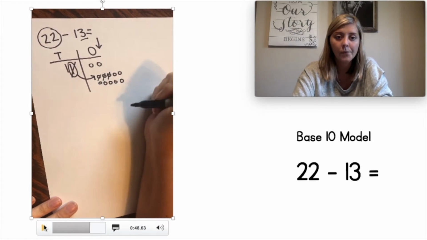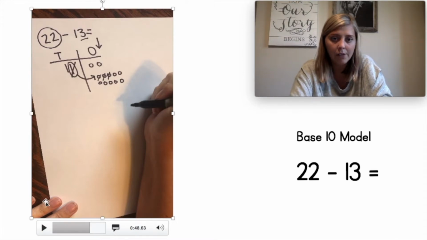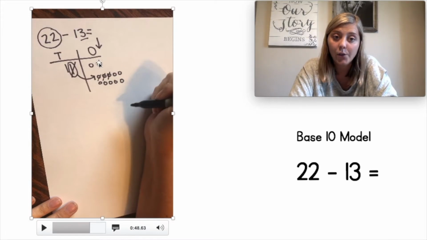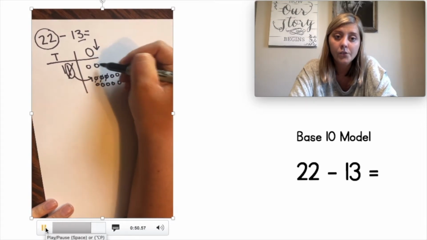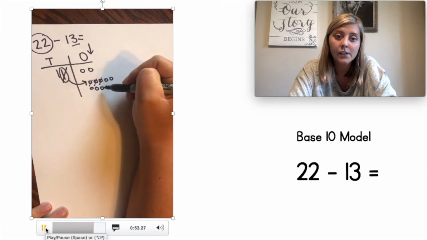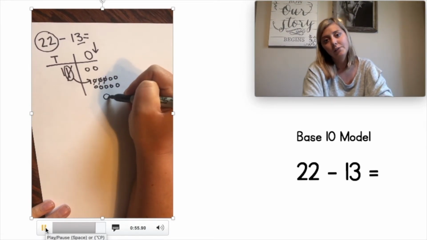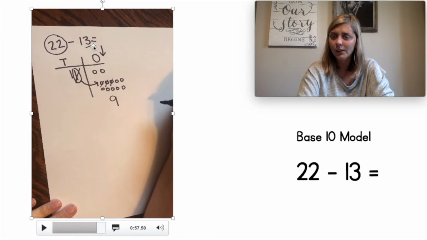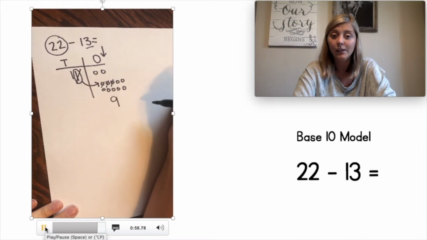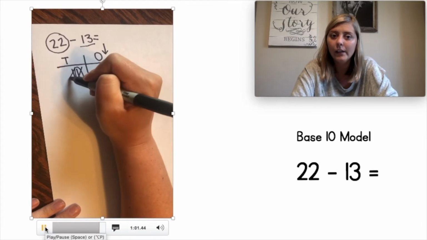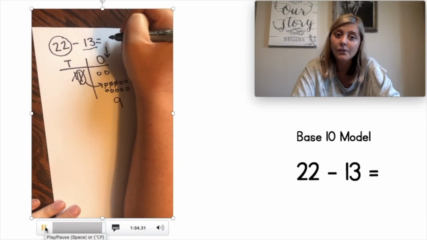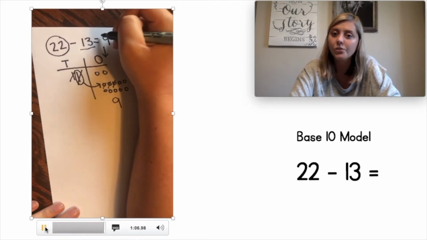1, 2, 3. When I count to see how many ones I have left, I need to remember that I don't just count the ones down here. I also need to count the ones that I first had in my model when I drew 22. 1, 2, 3, 4, 5, 6, 7, 8, 9 ones left. But was my problem 22 minus 3? No, it was 22 minus 13. So I still have to take away 10. So I'll cross out that other 10 stick and I don't have any 10s left. So 22 minus 13 equals 9.